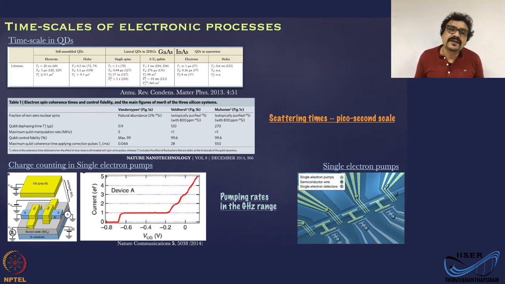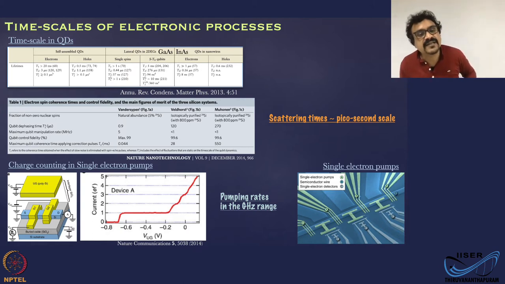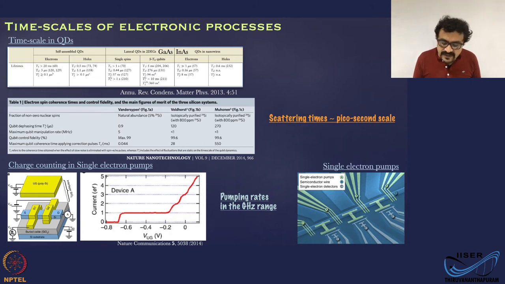Now, another demand for fast charge sensing comes from the charge counting circuits, which consist of single electron pumps, where your aim is to realize a quantum current standard by counting the number of electrons going through a certain single electron pumping device, where you can pump electron by electron and you can standardize the current with far less error. And the latest development in this field is that people have started realizing gated quantum dot devices which can pump electrons at gigahertz rates, which is a nanosecond or faster time scale.